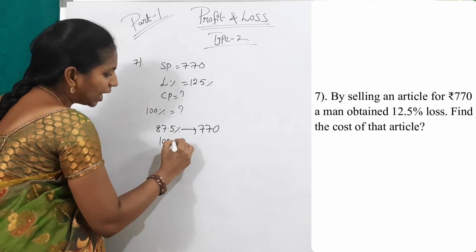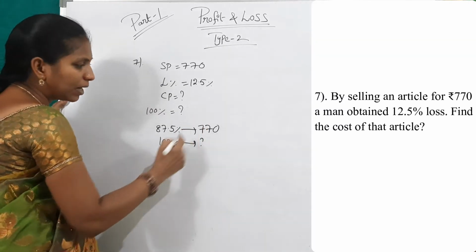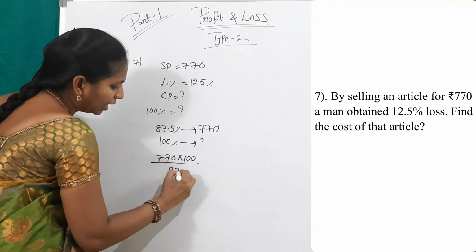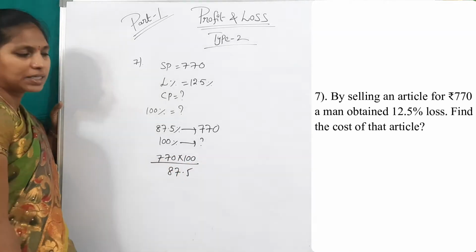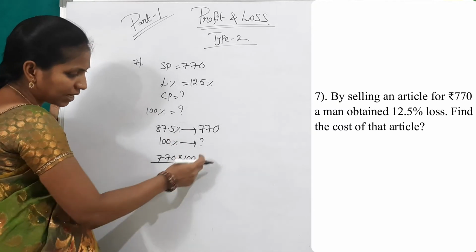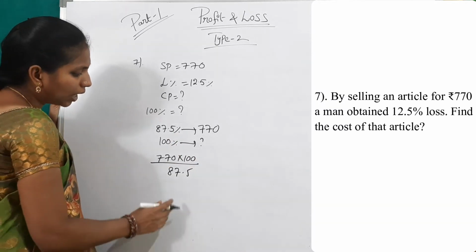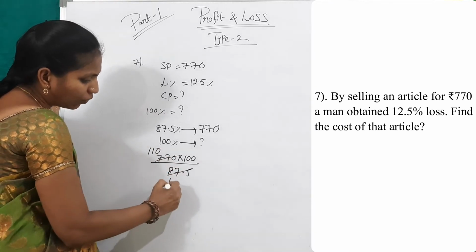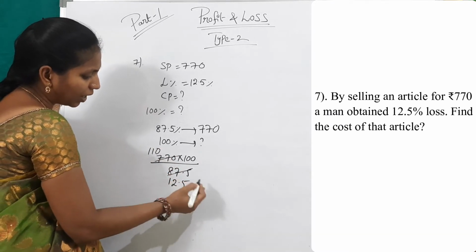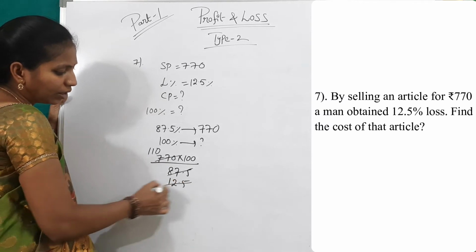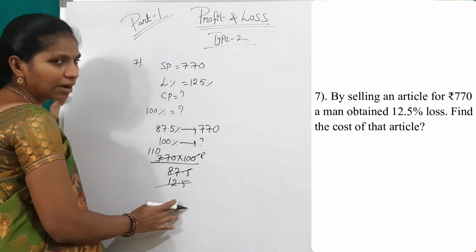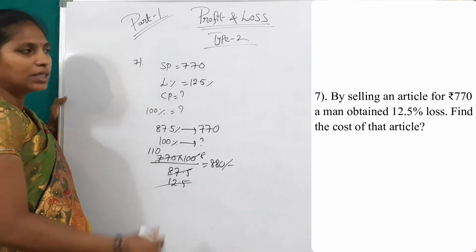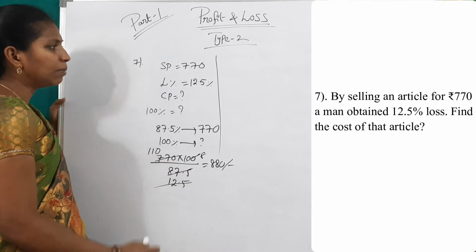Now calculate 100%. Cross multiply 770 into 100 by 87.5 percentage. Percentage and percentage get cancelled. Now see here 7 cancelled, 1 1 0 and here 1 time and 2 times and 5 times. 12.5 cancelled 8 times in this 100. That equal to 880 is the result. This is the first method. Now see the second method.